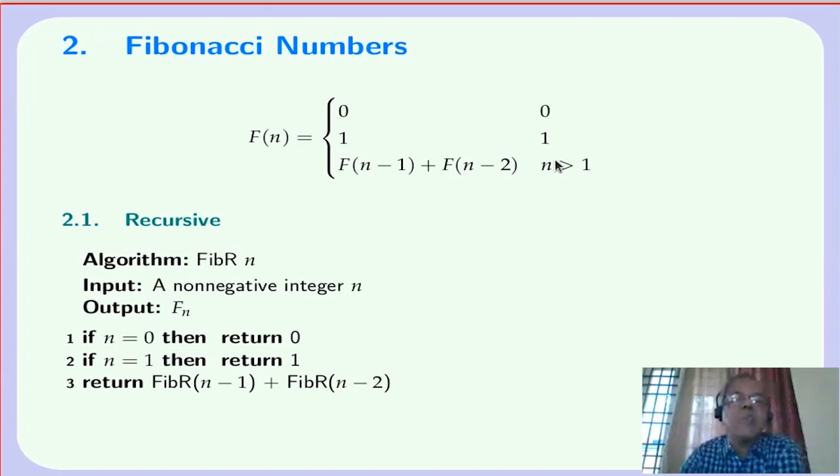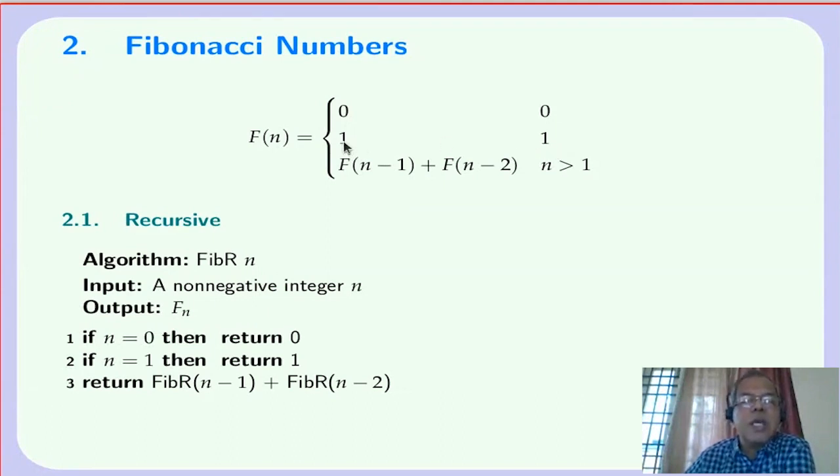Let's start with a very simple and known problem. Calculating the nth Fibonacci number. Fibonacci number can be defined by this recurrence relation. F of 0, the 0th Fibonacci number is 0. The 1st Fibonacci number is 1. After that, f of n can be expressed as f of n minus 1 plus f of n minus 2 for all n larger than 1.